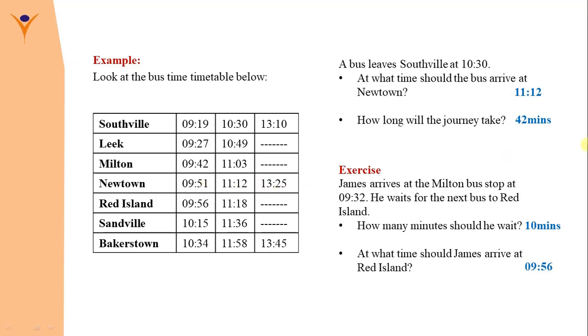Good. So that is the time it's expected that James would arrive at Red Island. Okay. So you see again how simple and straightforward this is, working with tables and timetables.